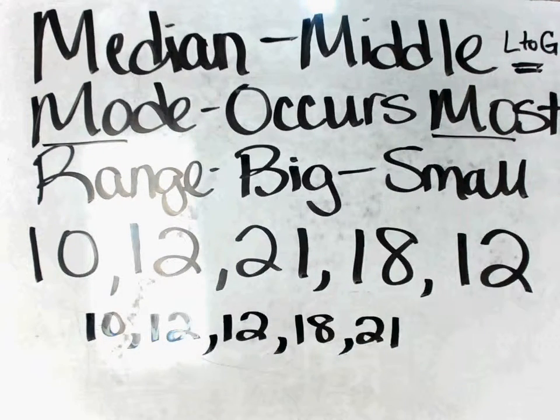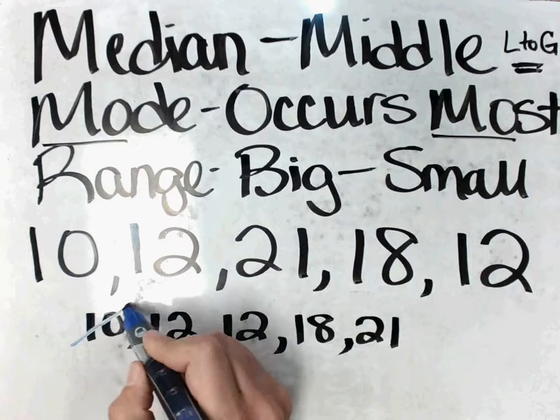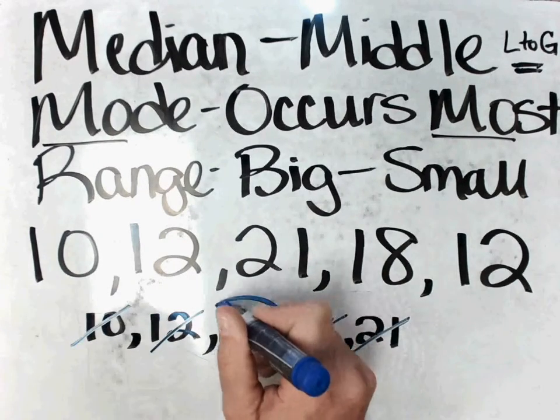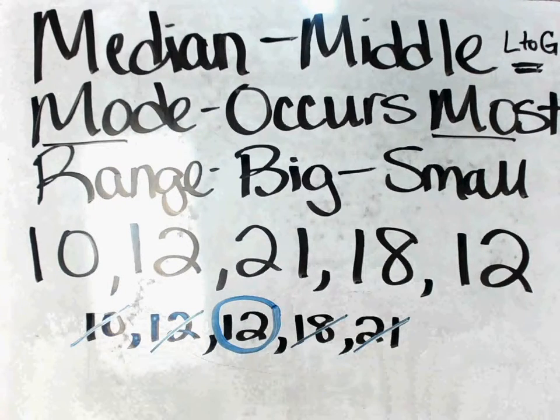So the very first thing that we do when finding the median is put the numbers in order least to greatest. And now we're going to count back. Least, greatest, least, greatest, and 12 is the number that is physically right in the middle of that set of data. So 12 is our median. Okay?